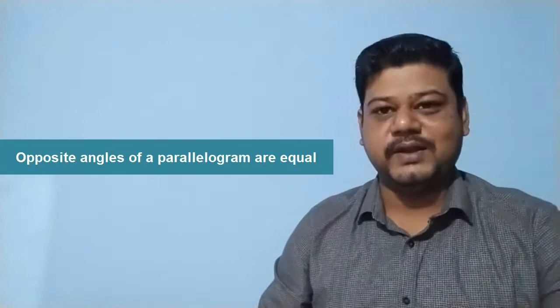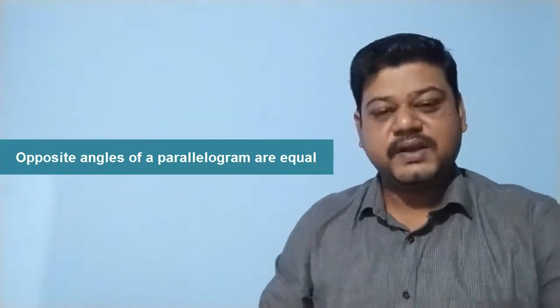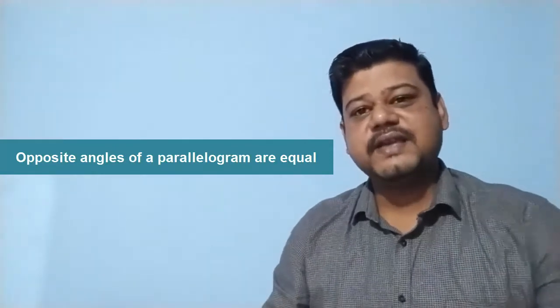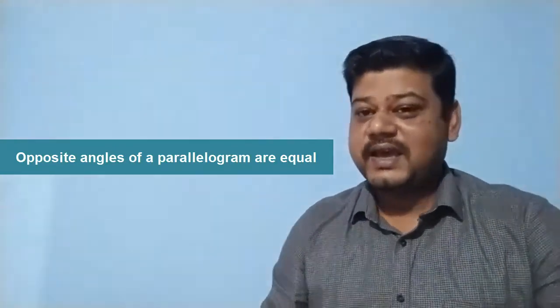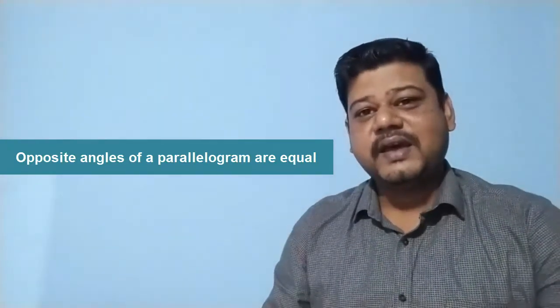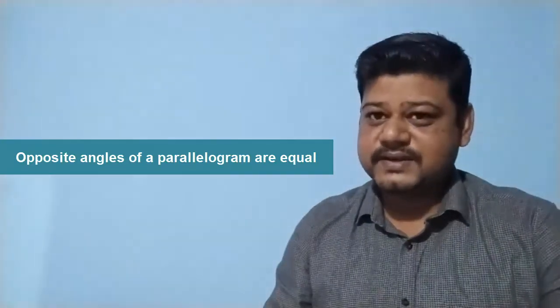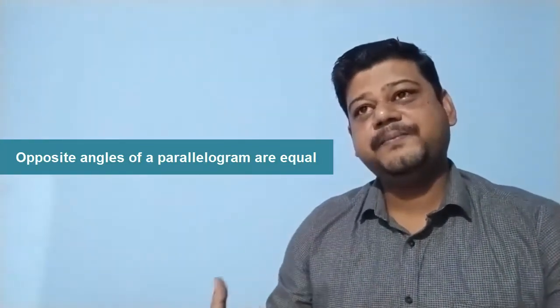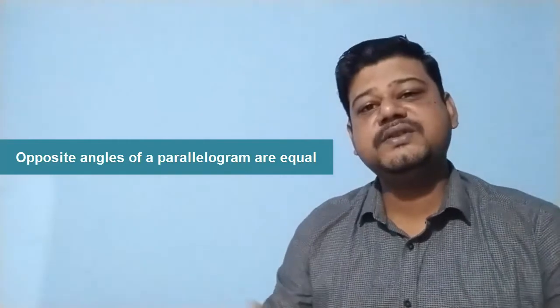At last, we have some properties. Number 1, opposite angles of a parallelogram are equal. Now, this can be proved by drawing diagonals and considering those diagonals as transversals, and we can also prove this by drawing the diagonals and using the property of congruence of triangles.